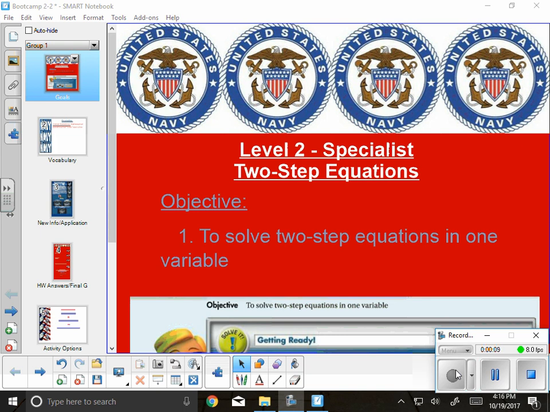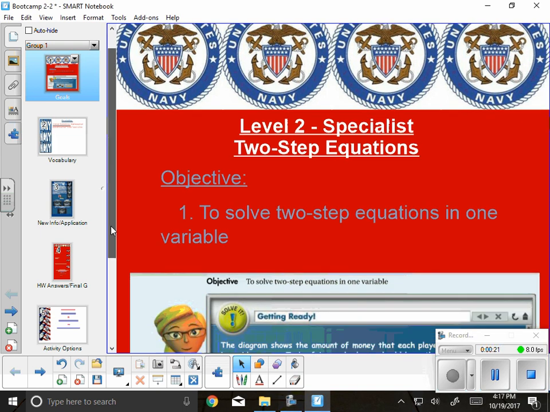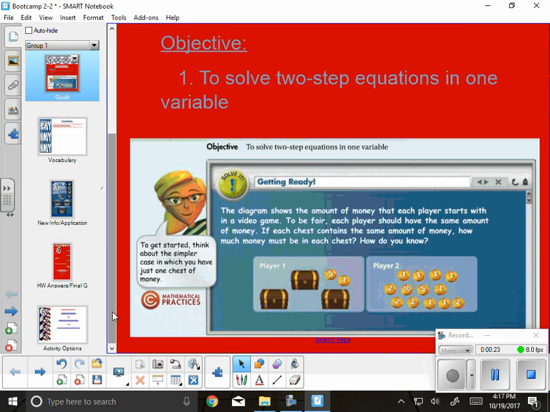Today we are going to be learning about solving two-step equations. I would make sure that you have your goal sheet out so you can write the goal down for this section. It is to solve two-step equations in one variable. If you slide down, you'll see that we have a little question here for your APK. Go ahead and answer that.